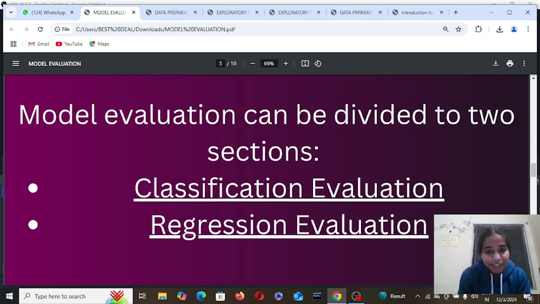Model evaluation can be divided into two sections: classification evaluation and regression evaluation.